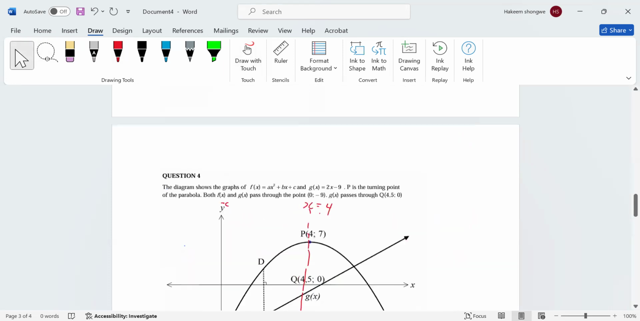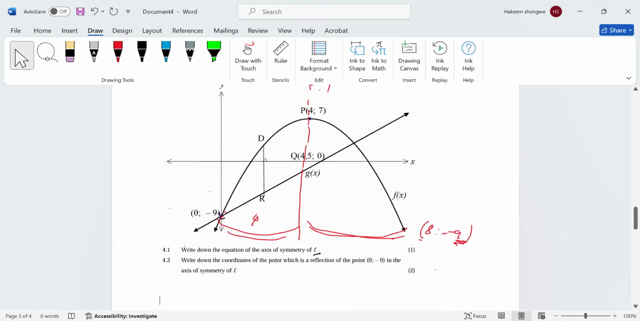So we are given our equation in turning point form. Okay.